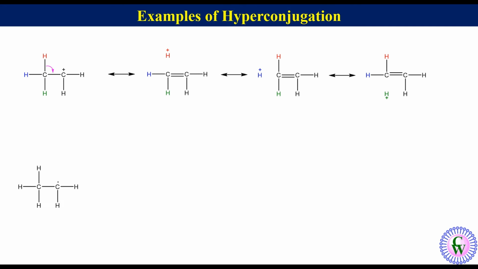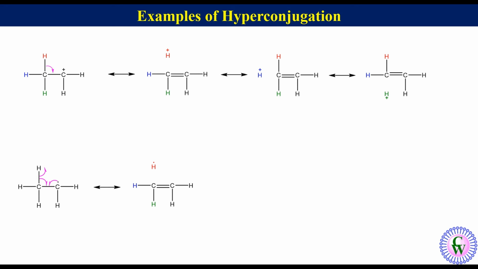Second example is ethyl radical. In this example, this carbon is sp3 hybridized with 3 CH sigma bonds. The carbon bearing radical has a partially filled p orbital. Overlap of CH sigma orbital with partially filled p orbital allows the movement of one of the 2 sigma electrons to the partially filled p orbital and thus leads to the formation of H radical and alkene.